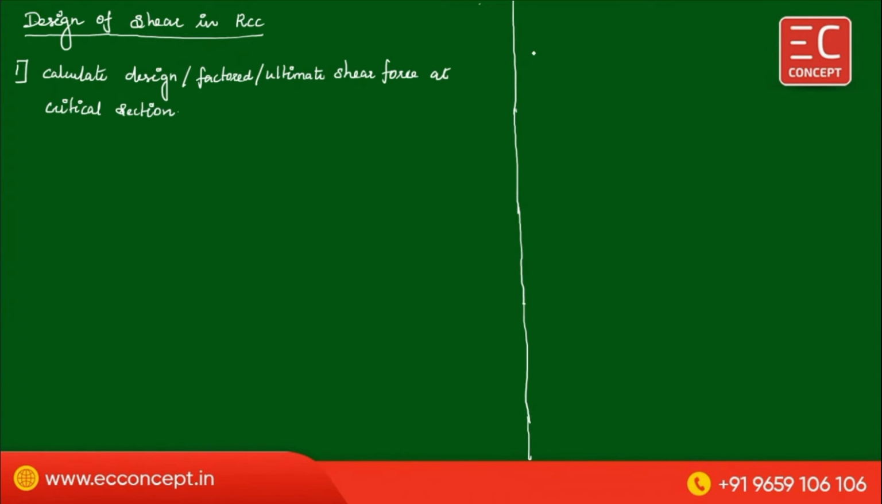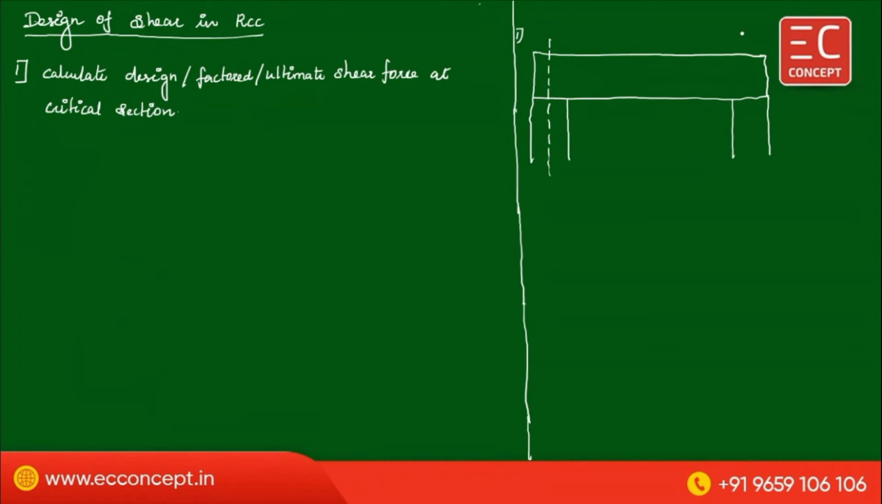So what is the meaning? Let us take a beam. This is the first step. A simply supported beam subjected to UDL acting throughout the span. This is the center line of the support. This is also the center line of the support. And this is the UDL.